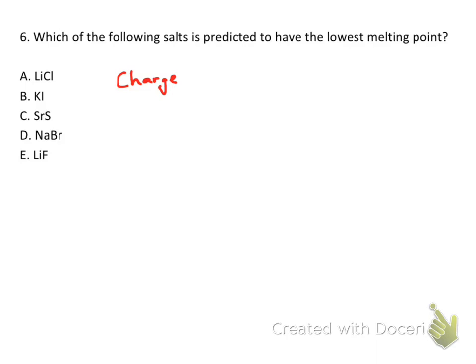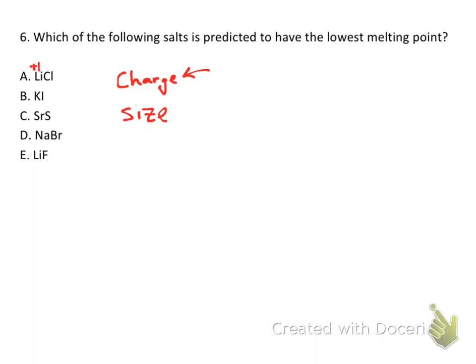The next thing that we look at is size. So charge is the most important factor, and then size is next, and we'll get to that in just a moment. First, let's analyze the charge. Most of these salts are +1, -1 salts. So we have a group 1 metal and a group 7 nonmetal. So like for example, lithium chloride.